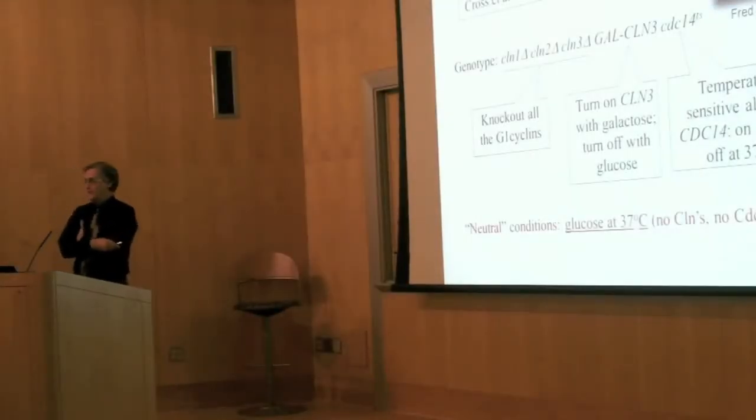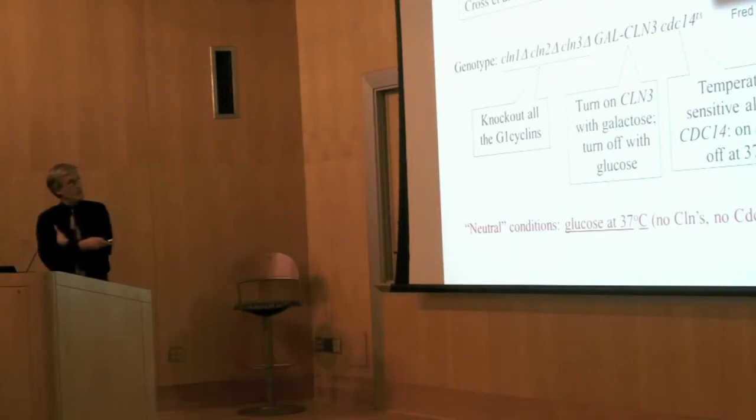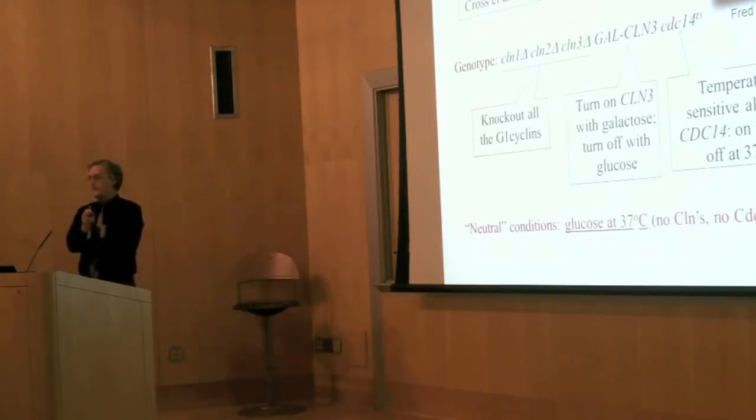Okay, this is a bit of yeast genetics. It's the marvels of what you can do with yeast. First of all, there are 3 Clin-type cyclins, and you knock them all out. You knock out Clin1, Clin2, and Clin3. There's no Clins. It can't start the cell cycle. That would be an inviable mutation.